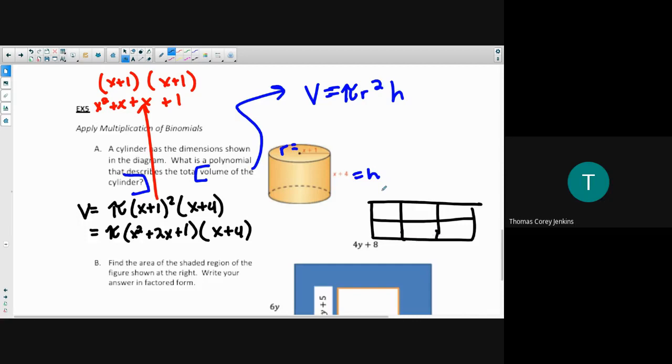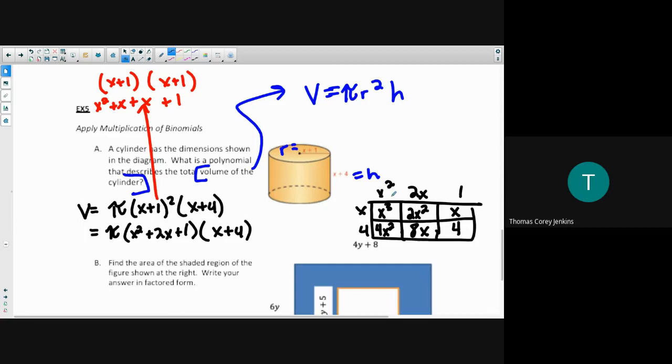So my 3 terms are x squared, positive 2x, and positive 1. And then my 2 terms are x and positive 4. Then we'll go through this pretty quick. X times x squared is x cubed. X times 2x is 2x squared. X times 1 is x. 4 times x squared is 4x squared. Sorry, these aren't popping up. They will here in a minute. 4 times 2x is 8x. And 4 times 1 is 4. All right, so we have 6 terms there.